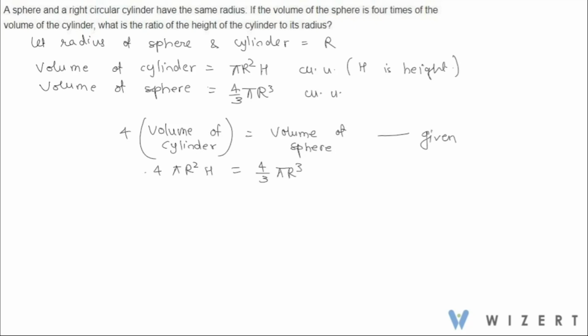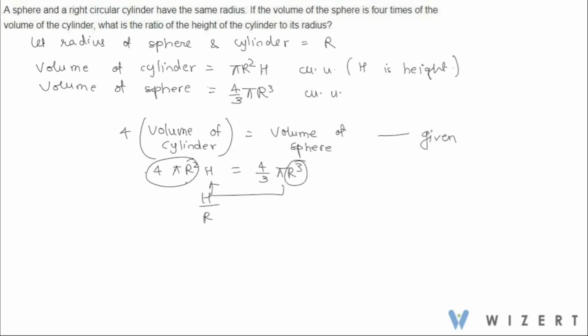Now we have to find the ratio of height to radius of the cylinder. So let's first find the height. So let's see, h divided by r. Instead of finding height first and then finding the ratio, we can directly get the ratio by taking one of the r over to the left side and taking all the other terms on the right side over here.